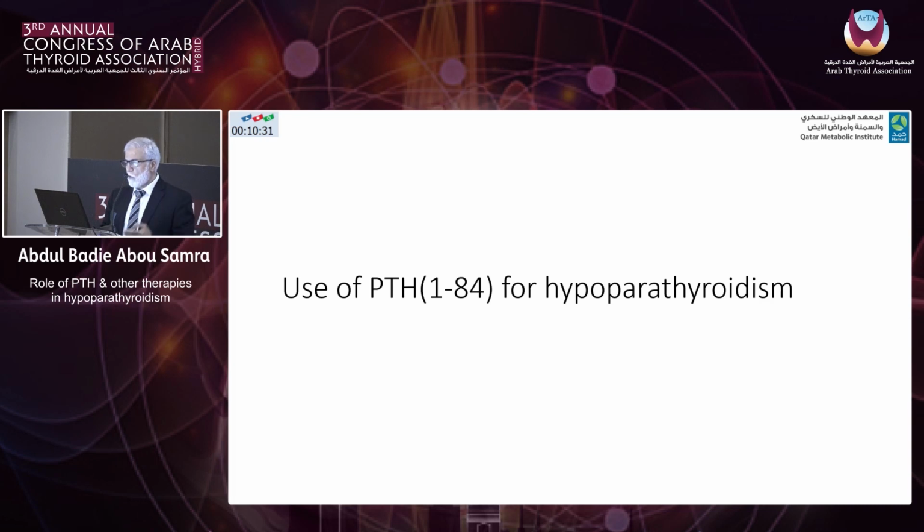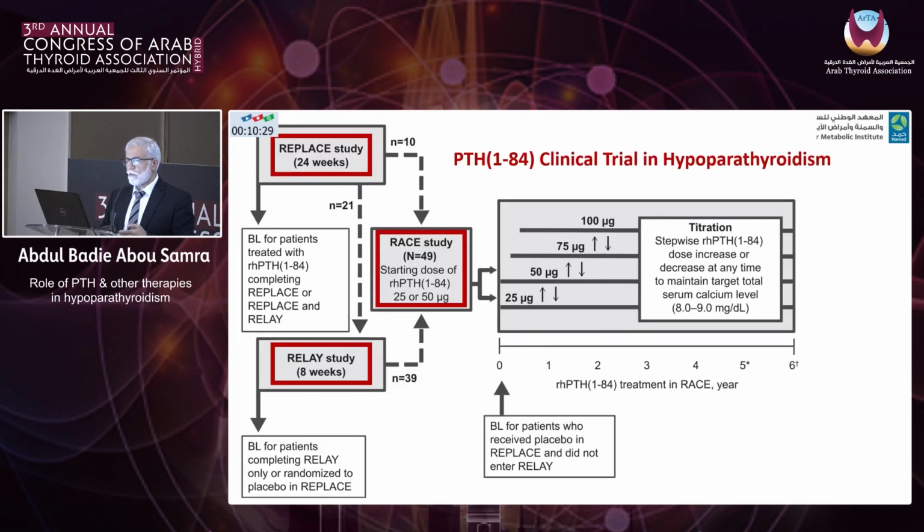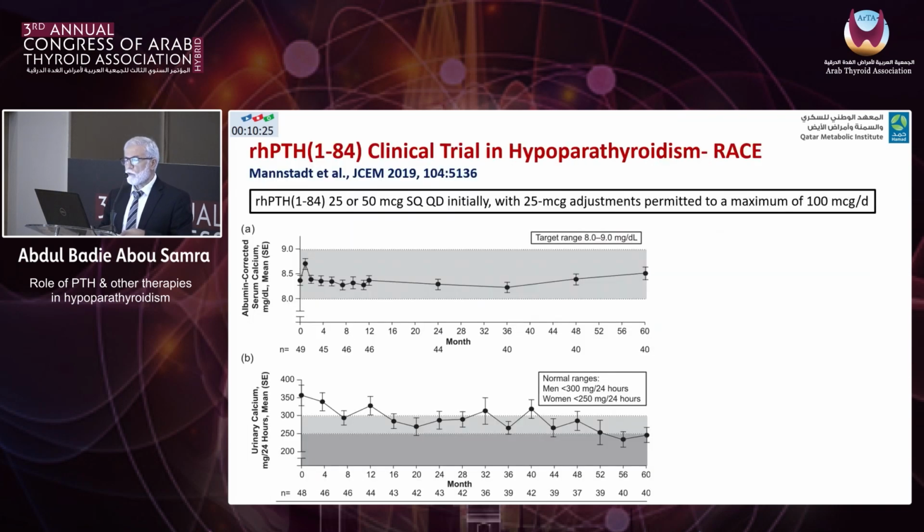So if we give 1-84, what happens? There are also multiple trials here. I'm going to go to the latest one, which is 1-84 again. The difference between this and the previous one is that this is given once a day, and there were two trials before that using 25 or 50. In this trial, they took whoever was on 25 or 50 and kept increasing the PTH dose to reach a target of 100, to see the impact.